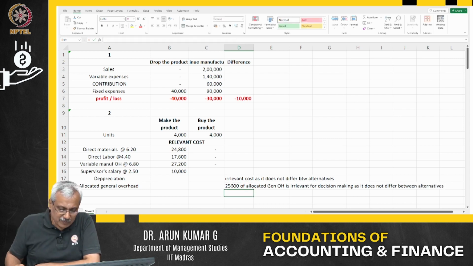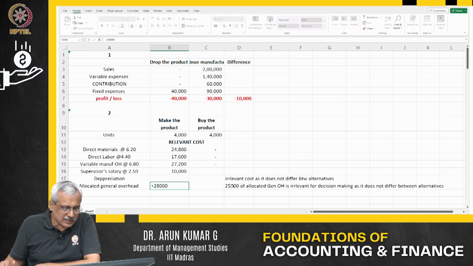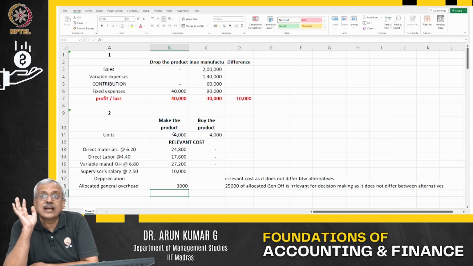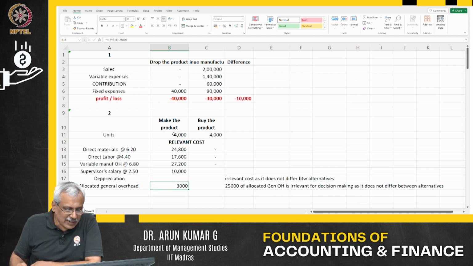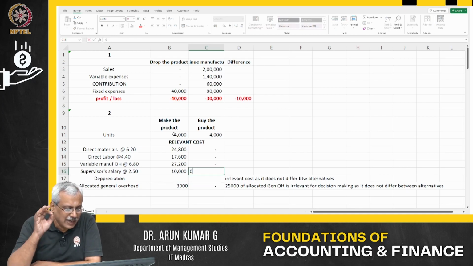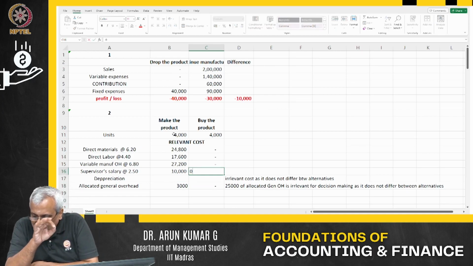So, what happens in this particular case out here? If you look at allocated, what is the amount? 28,000. 28,000 is the total general overhead. How do I get that? Let me make that very clear. 7 into 4,000 is allocated general overhead. Out of that, 25,000 is irrelevant. So, what is relevant? Only 3,000 is relevant. The other 25,000 you will incur if you make the product, and if you buy the product also you will incur. So, it becomes irrelevant in this particular case.